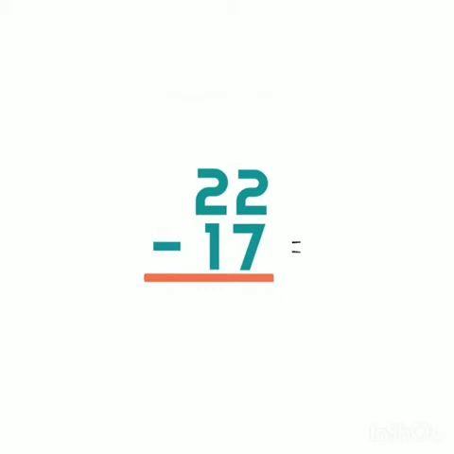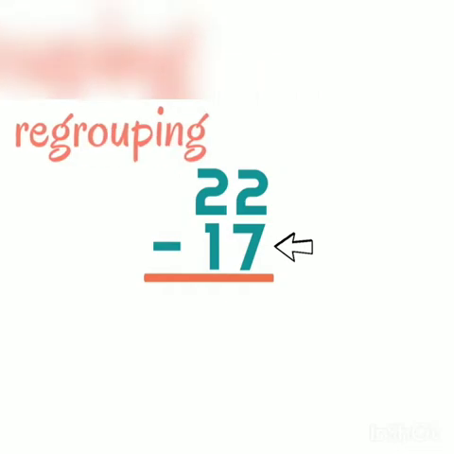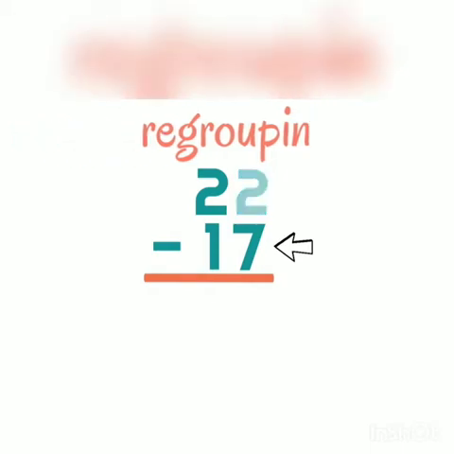Sometimes the bottom digit is bigger than the top digit in the ones column. This is something to get excited about, Mummy. It means you can use a special trick called regrouping. You just borrow 1 from the tens column and move it to the ones column. Then just follow the plan.